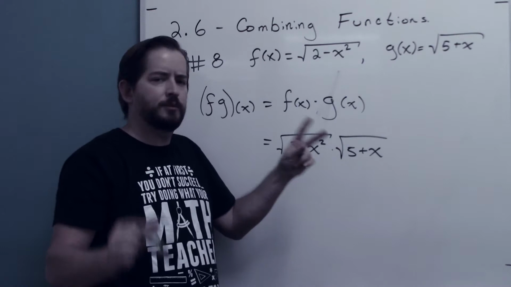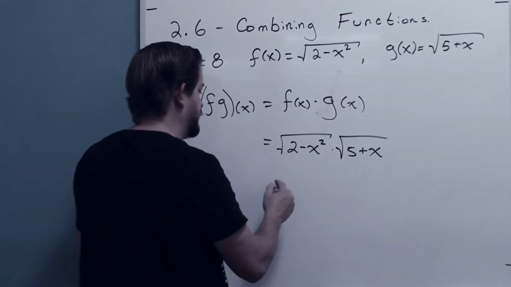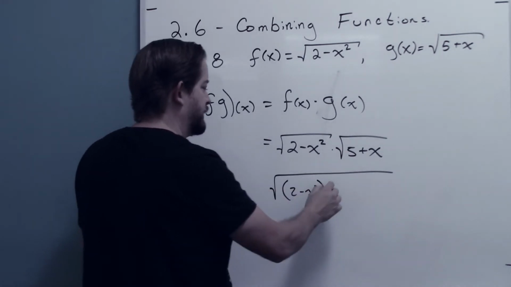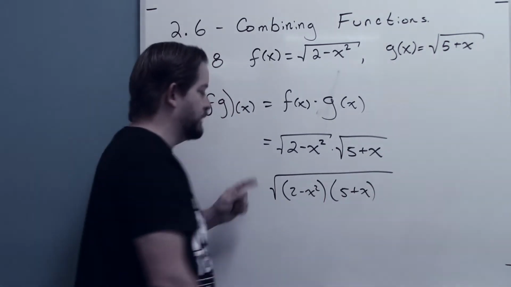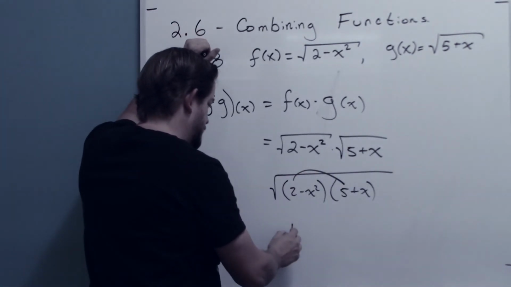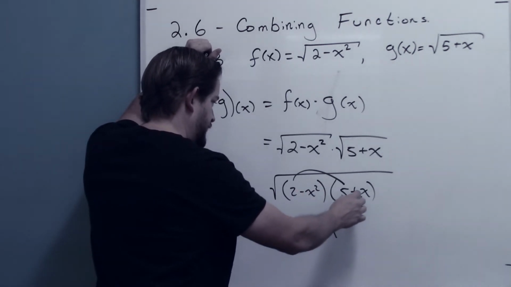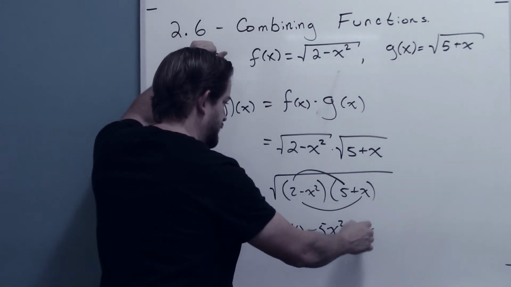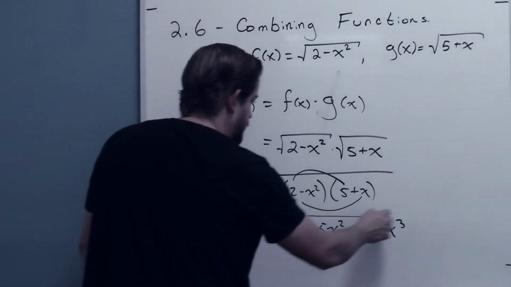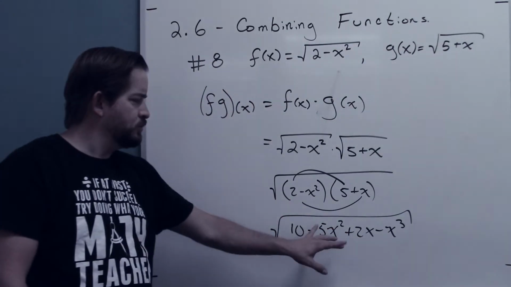they've simplified, well, simplify is a relative term. They've multiplied these together, because the square root of one thing multiplied by the square root of the other thing is the square root of the product, so 2 minus x squared gets multiplied by 5 plus x. You can do that under one square root now, and then you just FOIL these together. So I've got 5 times 2 is 10, 5 times minus x squared is minus 5x squared, and then x times 2 is 2x, x times minus x squared is negative x to the third, and that's all still under a square root.